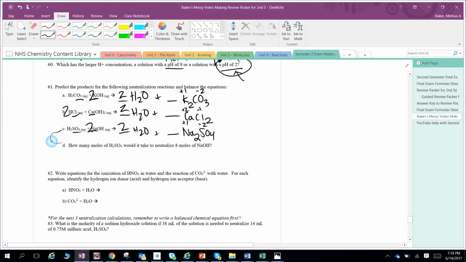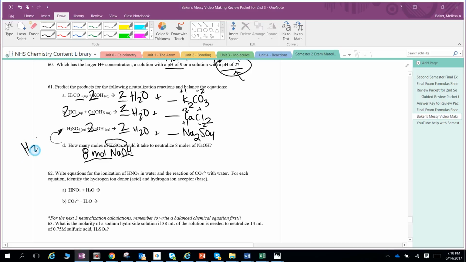Letter D is referring to letter C. What if you had 8 moles of NaOH? That's 8 moles of hydroxide ions. How many moles of H2SO4 would it take to neutralize?